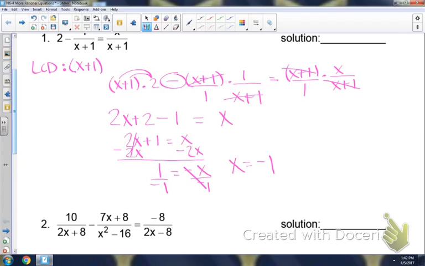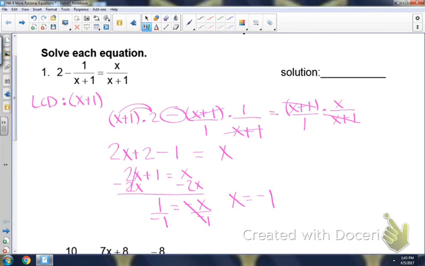Now, remember we talked about on a rational equation, make sure that you're checking for extraneous solutions. An extraneous solution on a rational equation would be what causes your denominator to be 0. So if you notice, if you plug in a negative 1 for x on the original, it causes both of those to be 0, and that's undefined. So since that doesn't work, no solution on number 1.